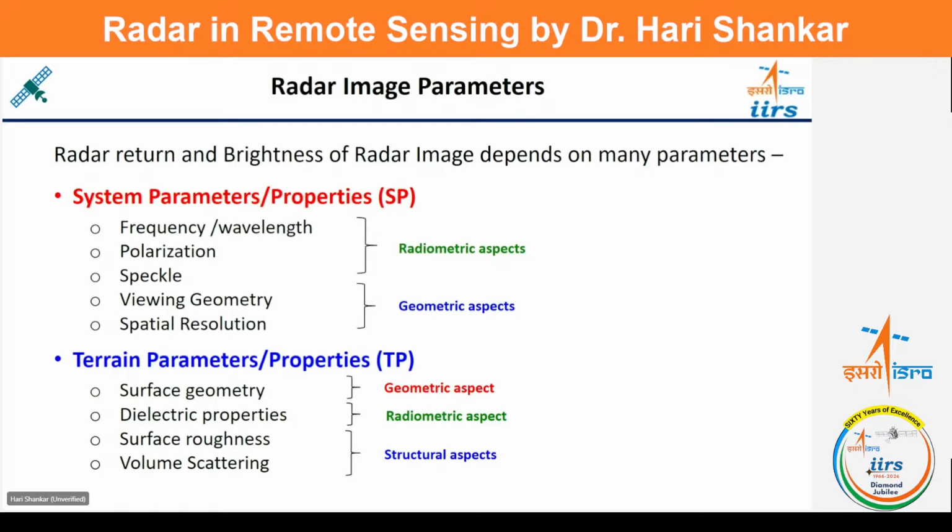So here, within the system parameters, within the SP, wavelength is there, polarization is there, speckle is there, beam geometry, and spatial resolution. Beam geometry and spatial resolution are called the geometrical aspects of the system parameters, and the first three are called the radiometric aspects of the system parameters. Similarly, the terrain parameters are there. Those parameters are surface geometry, that is the geometrical aspect, dielectric properties of the target, that is the radiometric aspect, and surface roughness and volume scattering, which are the structural aspect. So we will see the effect of each and every parameter over the radar images.